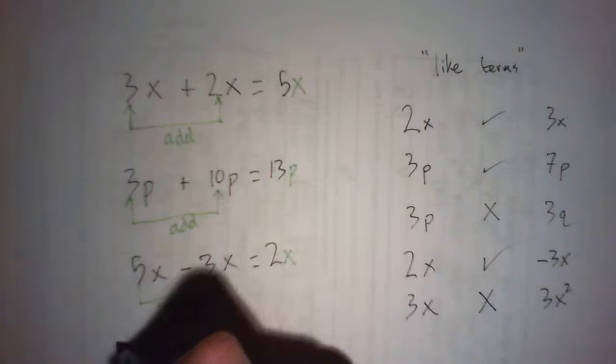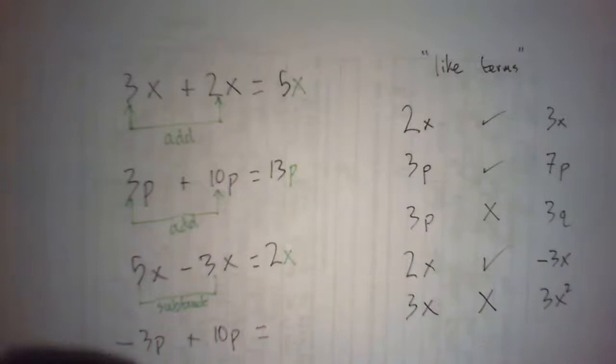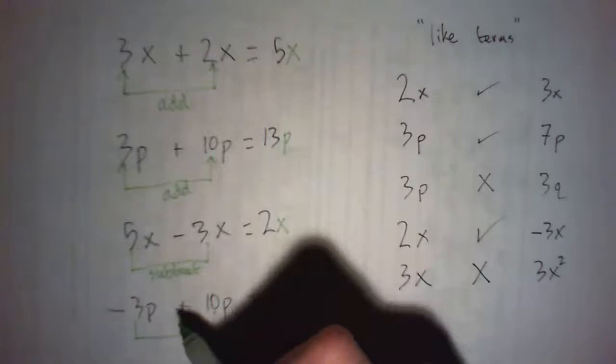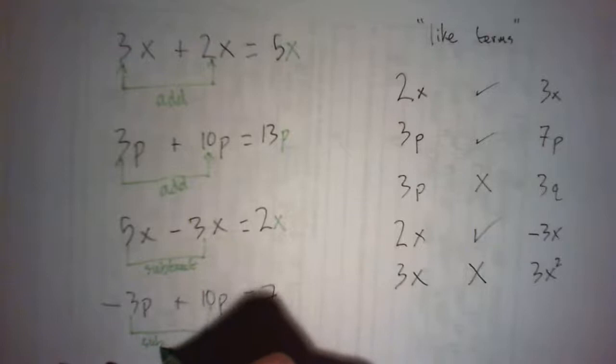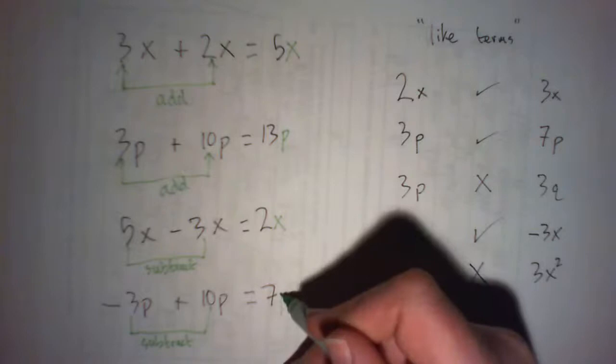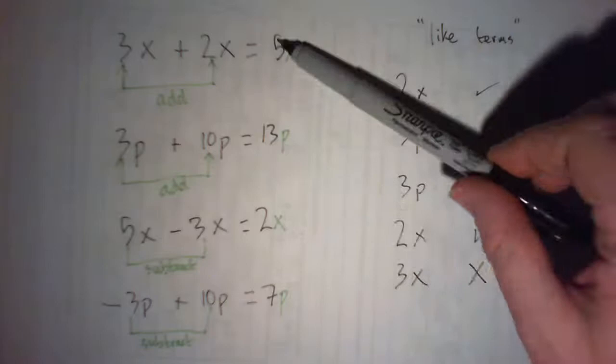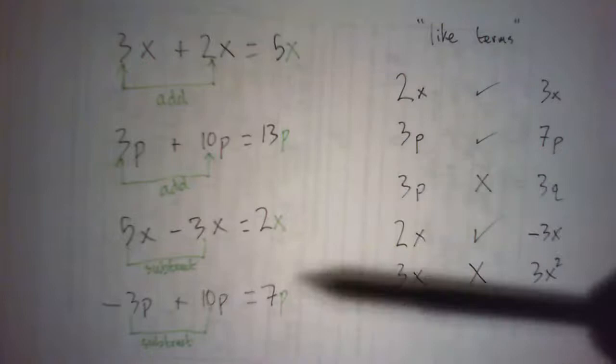Similarly, and I'll do this one, watch. Minus 3p plus 10p equals. You can say, whoa, that looks a bit weird. But no, watch. What's minus 3 plus 10? Reverse it in your head. What's 10 take away 3? It's 7. So we're subtracting. And keep the variable. That's what like terms means. It means you treat them as you would in any addition or subtraction, but at the end of it all, once you've done everything you need to do with the coefficients, you just tag on the variable if they are like terms.